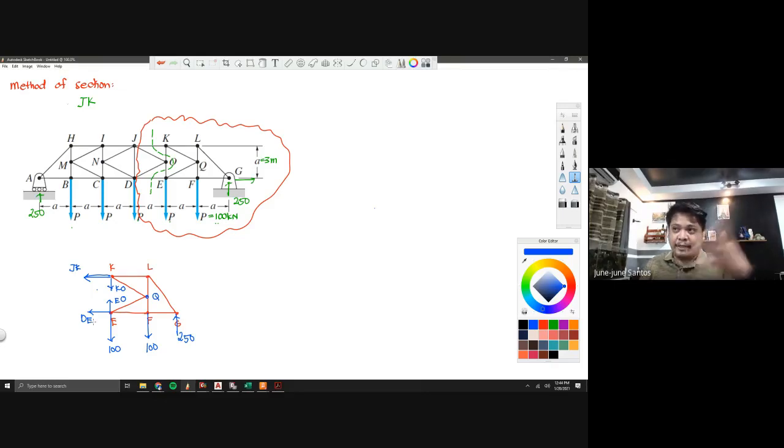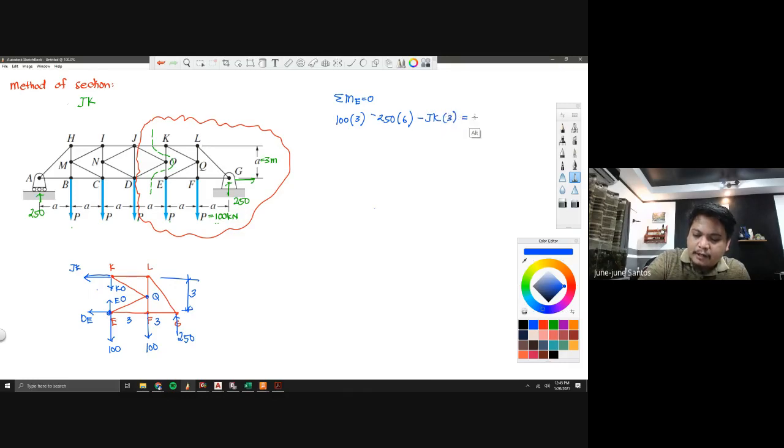Ngayon, kahit apat yung unknowns mo, pag nag-moment ka naman at this point, summation ng moment at E equal to 0. Tatlong force kaagad yung tatama sa point na yon. So you have the KO, EO, and then the DO. So, mawawala na siya ng moment doon. So, ang tanging meron na lang tayong moment is the 100 multiplied by 3 kasi to 3, and then its height is also 3. So, you have here 3 minus 250 multiplied by 6 minus the JK multiplied by 3 equal to 0.